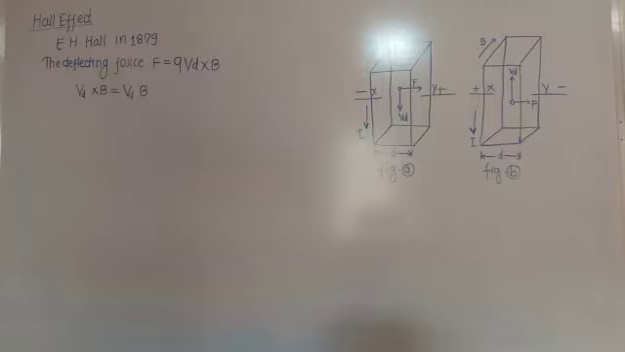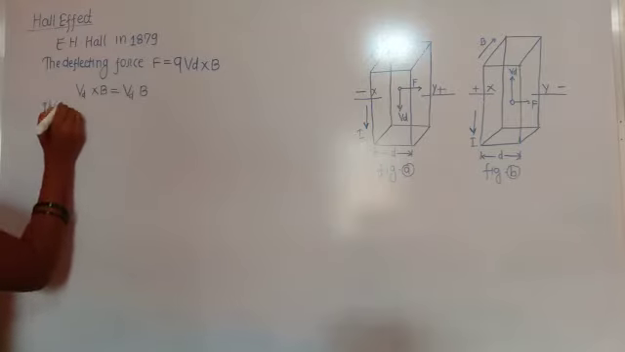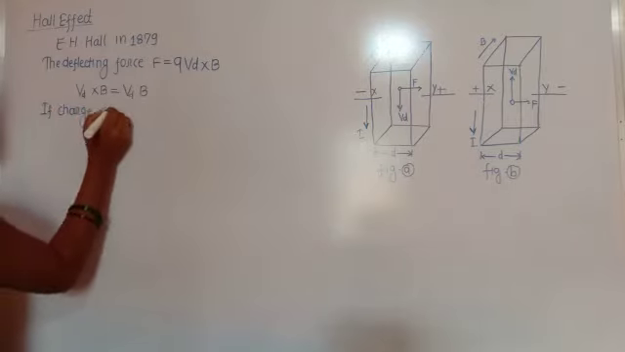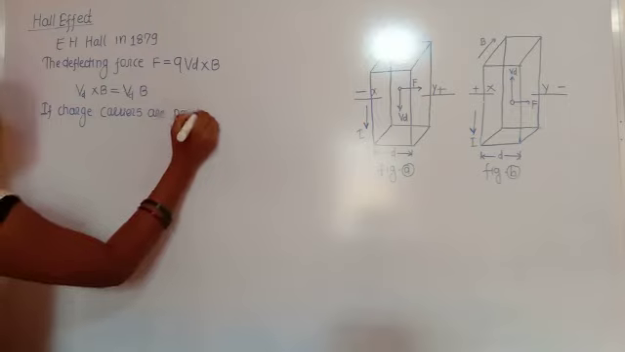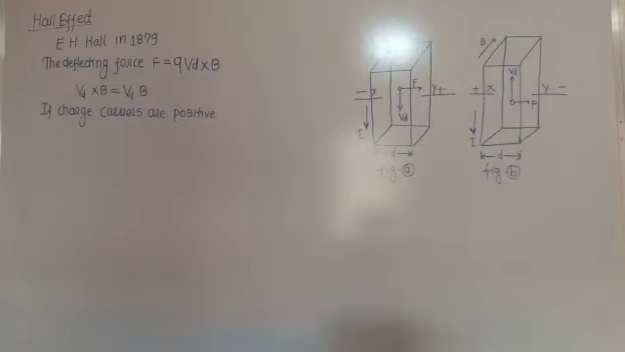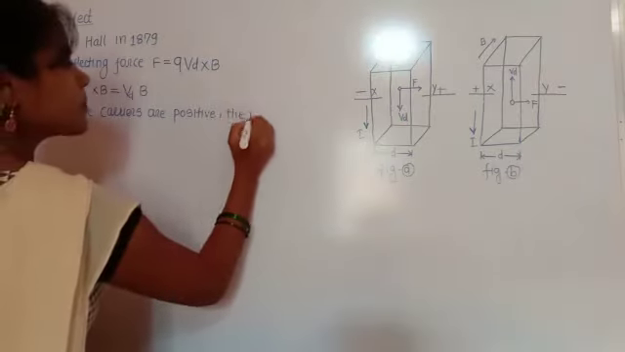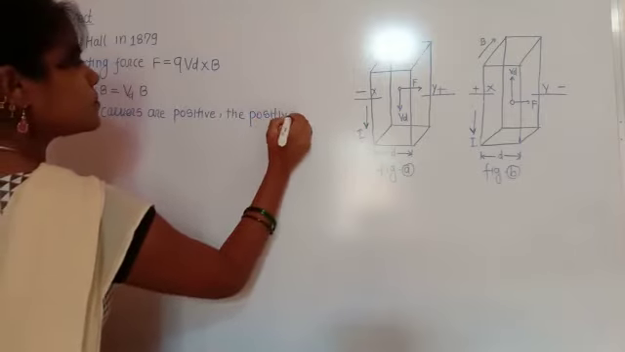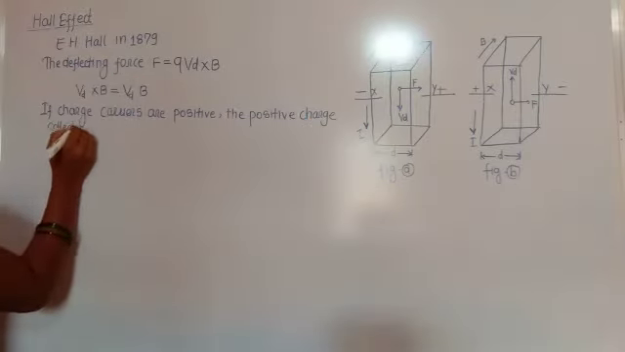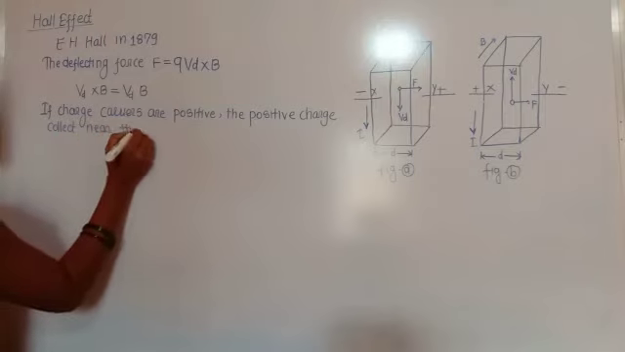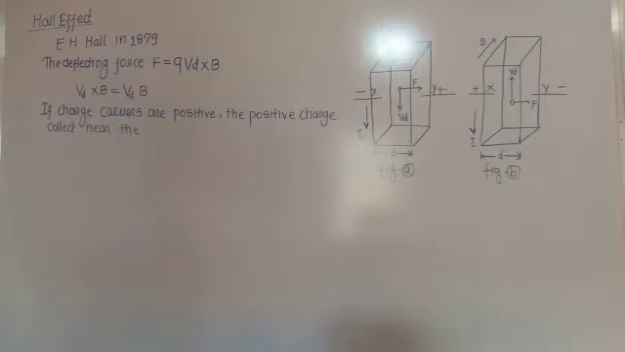So if the charge carriers are positive, the positive charge collects near the right side.